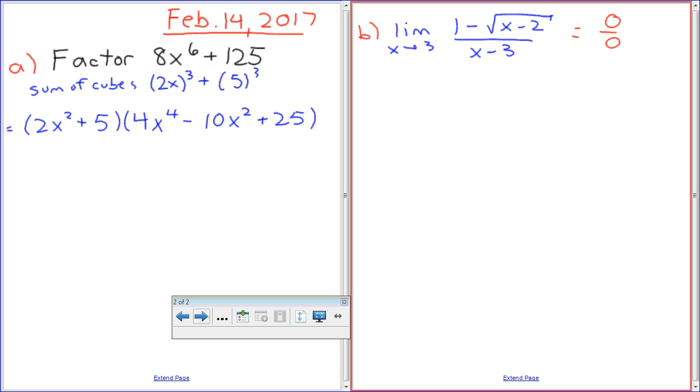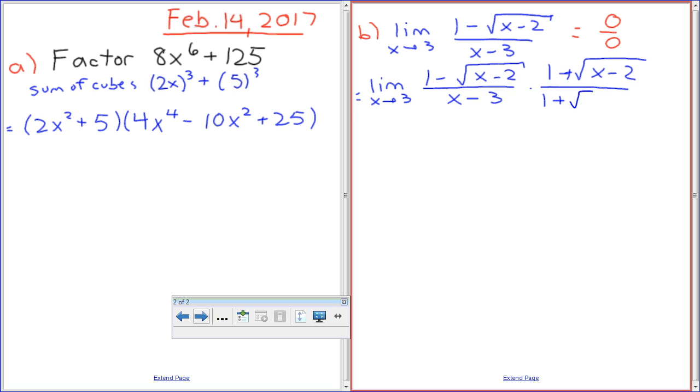Okay, Nicole, since I've gotten to 0 over 0, what do I have to do instead now? Any ideas? Well, you can use the conjugate. Yeah, complex conjugate, very good. What is the complex conjugate for this one? It's 1 plus root of x minus 2. That's good, awesome, very good. I'd like to reinforce some math terms too. What this was, as she said, is called the complex conjugate. It's the opposite: 1 minus root of x minus 2 and 1 plus root of x minus 2.